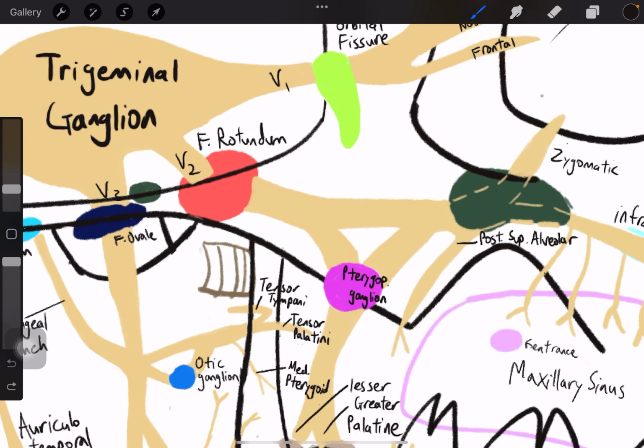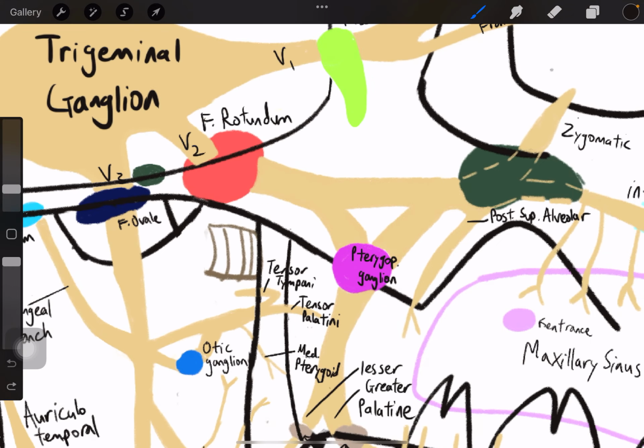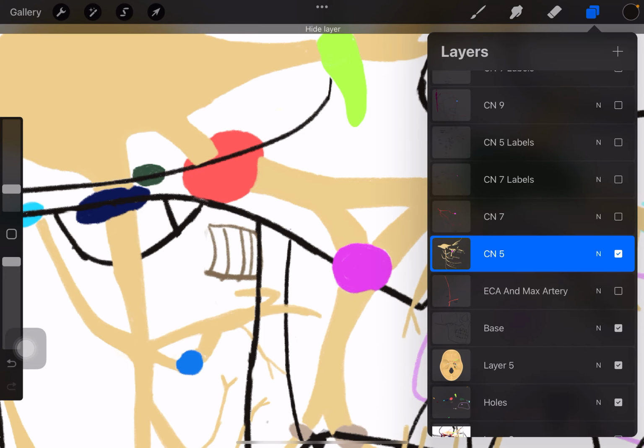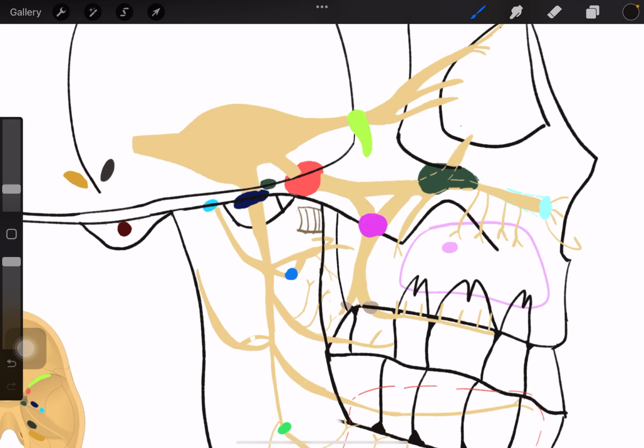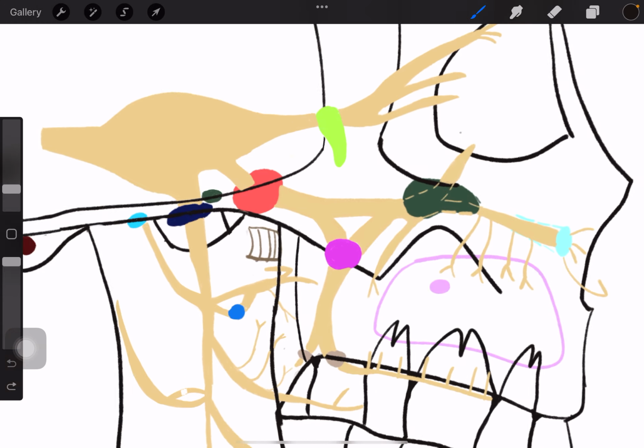Foramen rotundum transmits V2, the maxillary division. Goes straight into the pterygopalatine fossa. So let me just take away the labels. The pterygopalatine fossa is a really small space in between your maxilla as well as the pterygoid process of your sphenoid. So it's a bit deeper here.